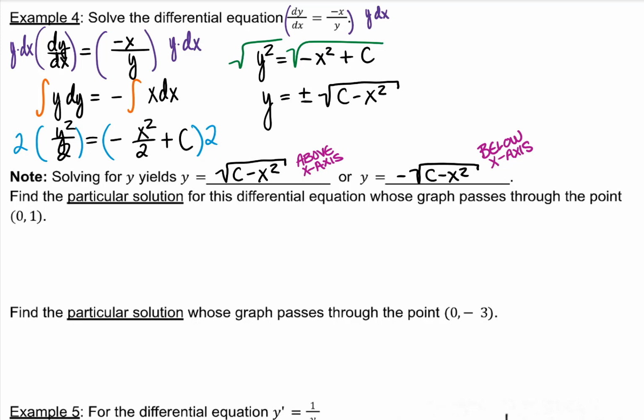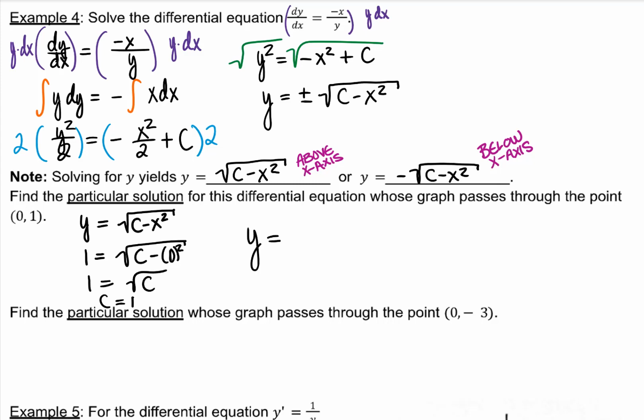All right, so 0, 1 is above the x-axis, so we're going to use the positive version of our semicircle equation. Our point is 0, 1, so I'll plug in 1 for y and 0 for x to solve for c, making c equal to 1. The particular solution for this one would be positive root of 1 minus x squared.